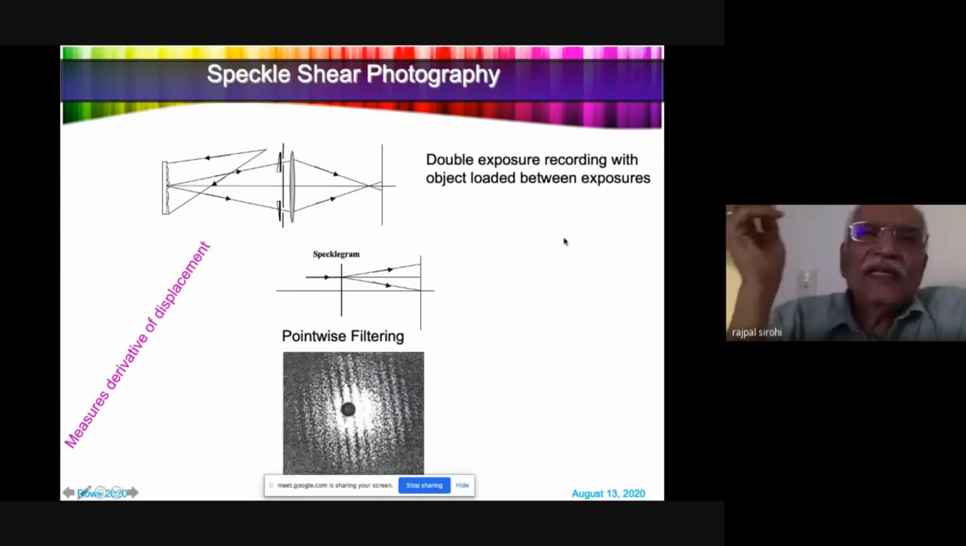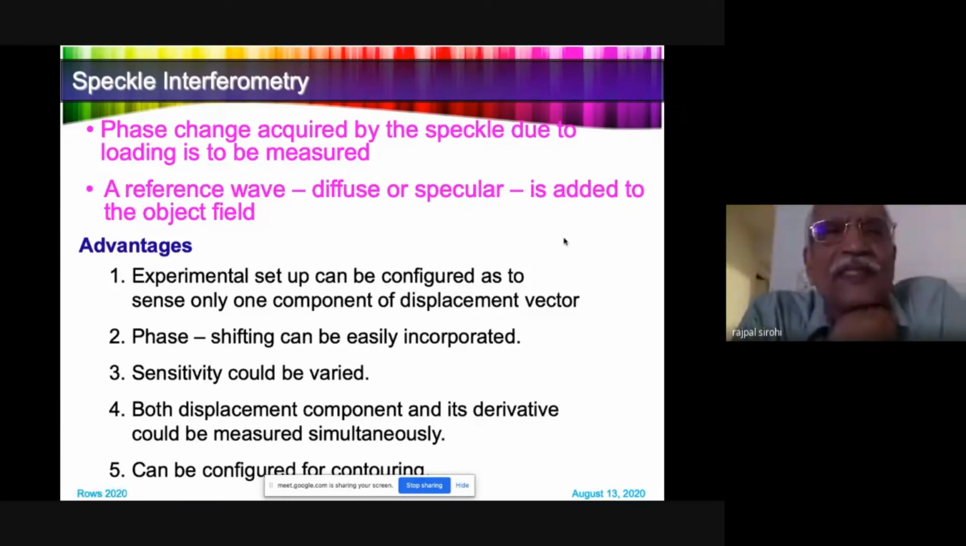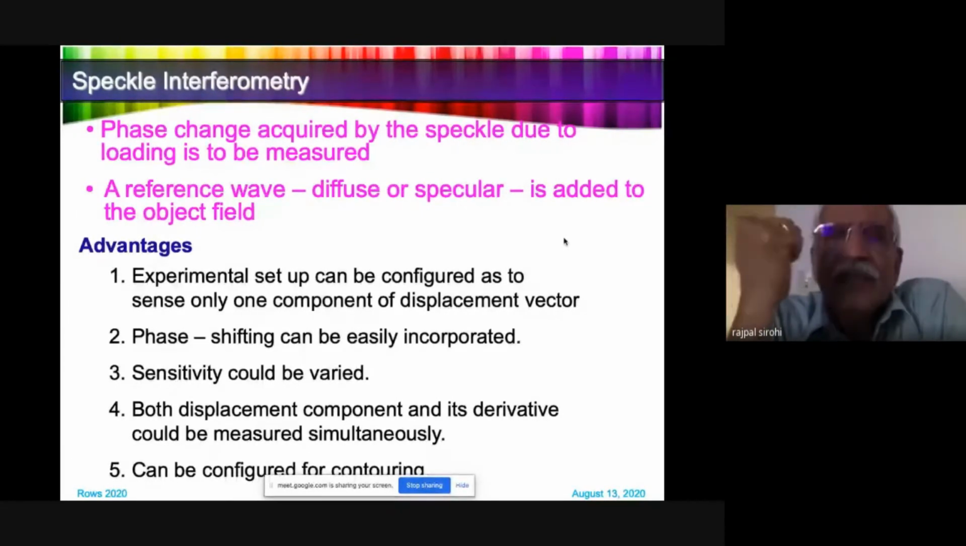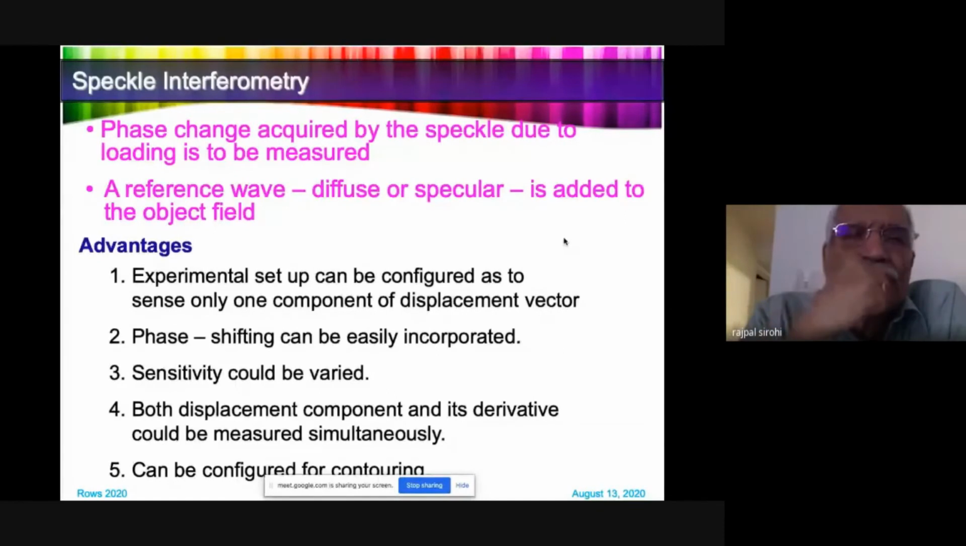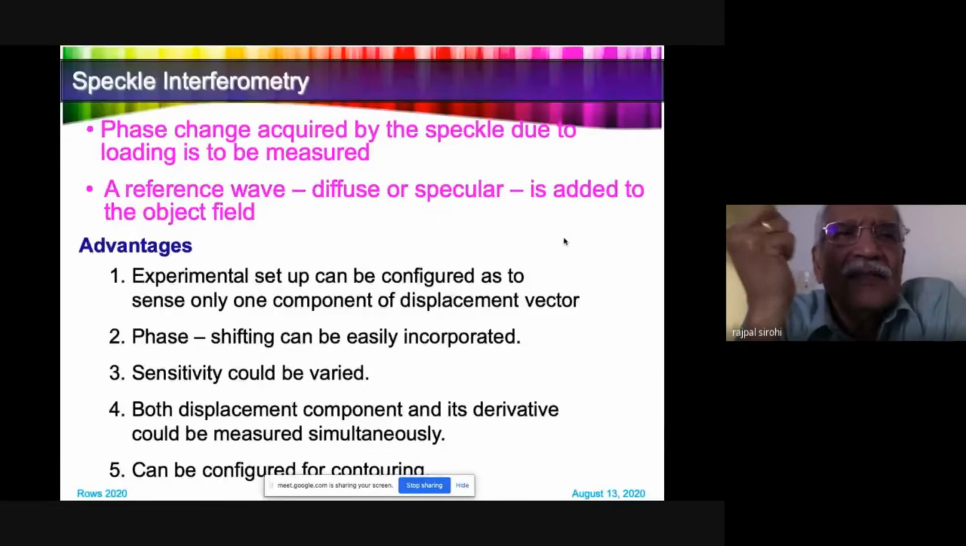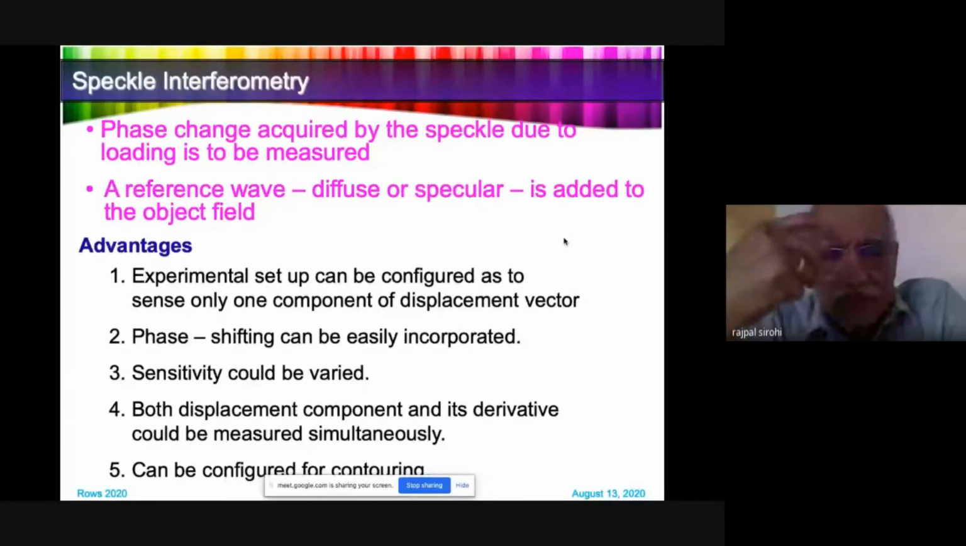Now, in speckle interferometry, as I mentioned, we have to add a reference wave. And this reference wave could be a diffuse one or a specular one. It's added at the recording plane. The interesting part is, by the angle between the object wave and the reference wave, we can also control the speckle size.